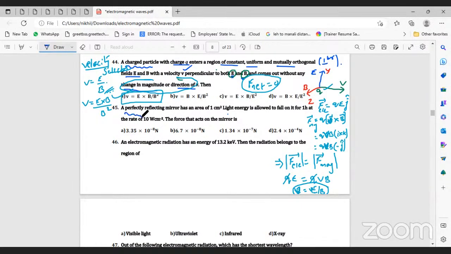A perfectly reflecting mirror has an area of 1 centimeter square. Light energy is allowed to fall for 1 hour, at the rate of 10 watt per centimeter square. Watt per centimeter square means intensity, right? Intensity is power by area. Now they are asking you to find the force that acts on the mirror.